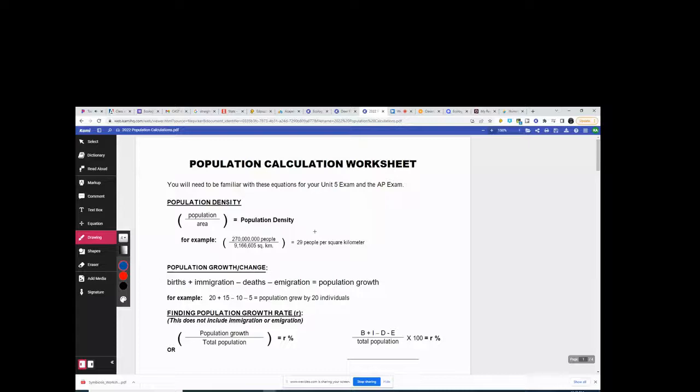Hey folks, I'm here to get you started on this population calculations worksheet. It's really easy. It's math, and you guys are like, hey, it's science, it's not math. Yeah, but math and science go hand in hand because you need math to do science. All right, but anyway, it's not like calculus or something. It's adding, subtracting, dividing, and multiplying. And I know you guys can all do that.